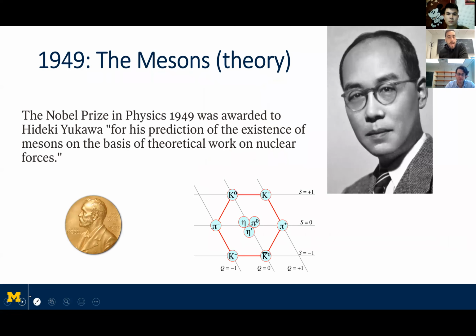Later on, we had Yukawa, and he was doing some nuclear theory. And he came up with a prediction that there should exist these mesons, these particles, especially the pi mesons, and he thought they would sort of mediate the strong nuclear force. And he was given the Nobel Prize as well because of his prediction of the mesons.